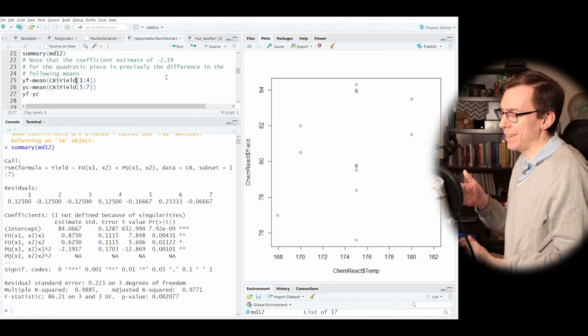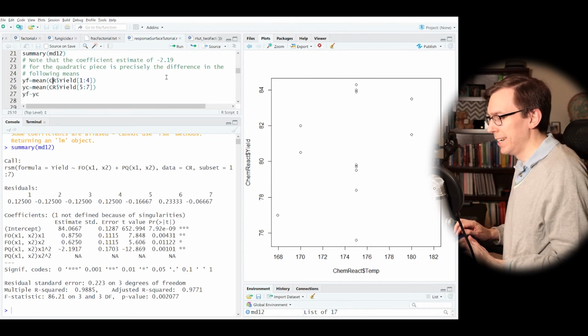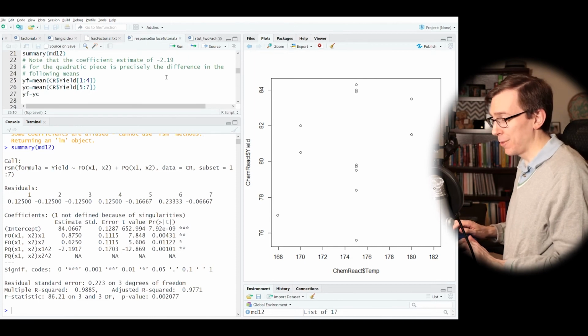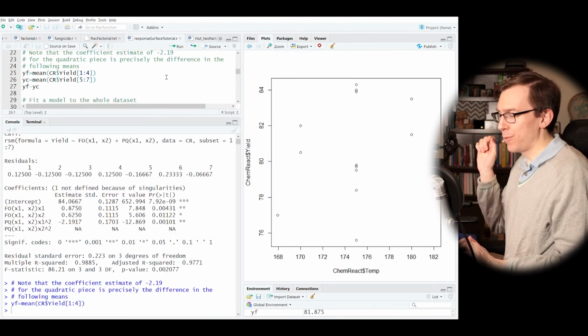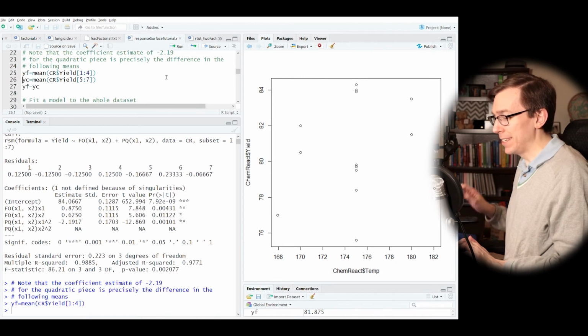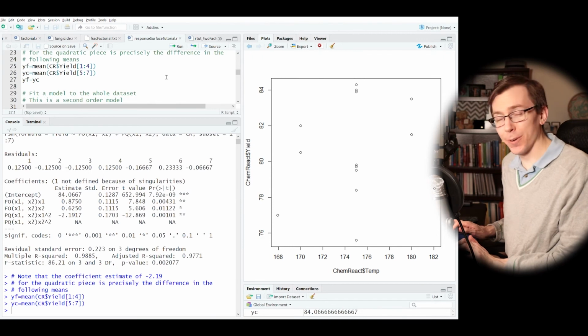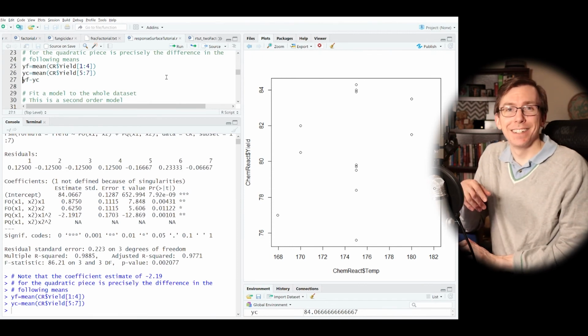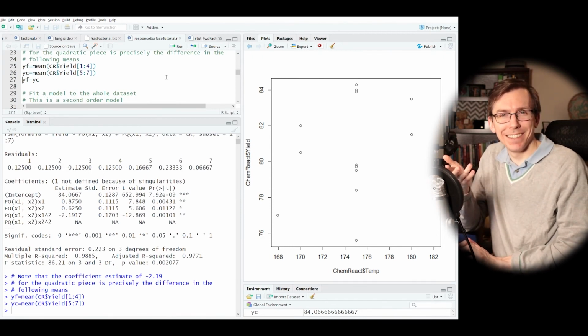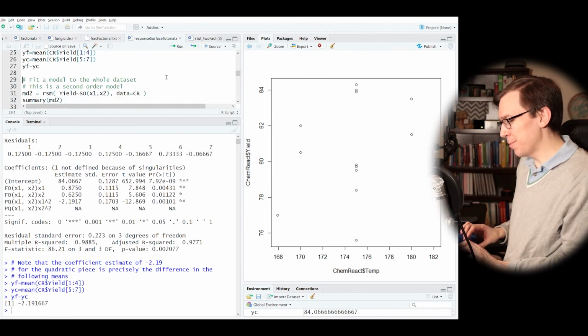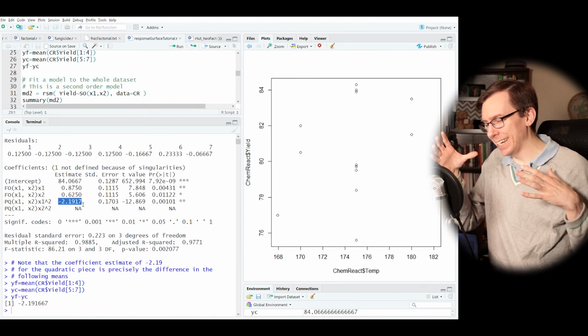right. So what we have here is that we can compute the mean YF, and YF is the mean of the factorial points like we just wrote in the lecture. We also have YC, which is the mean of the center points. And if we subtract the mean of the factorial points from the mean of the center points, what should we get? I think we just saw it there. It's minus 2.19166. Oh, that looks exactly like, well, this number. So you can see exactly what's going on here.